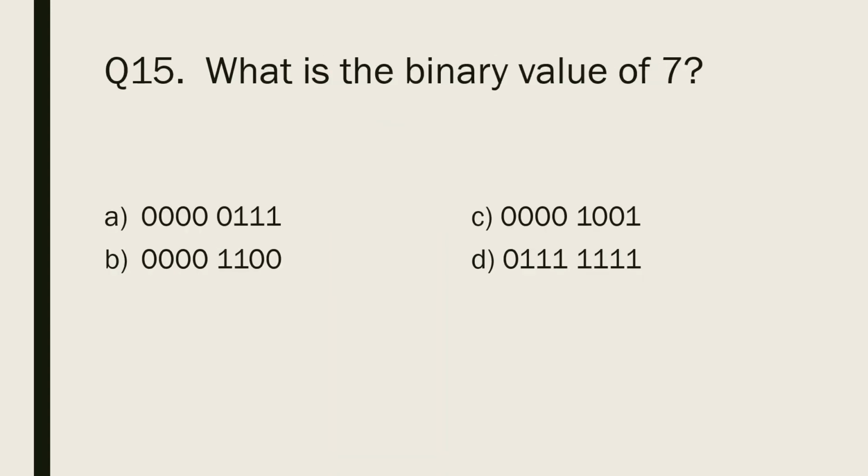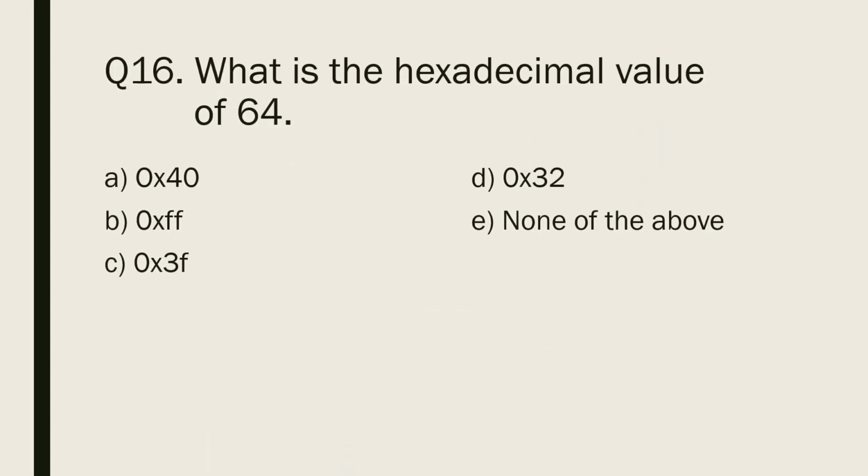Question 15 is what is the binary value of 7? 4 different values are given. You have to choose which one is the correct value of binary representation of 7. So question number 16. What is the hexadecimal value of 16? So 5 values are given, 5 answers are given. You have to choose one to represent the 64 in the hexadecimal format.